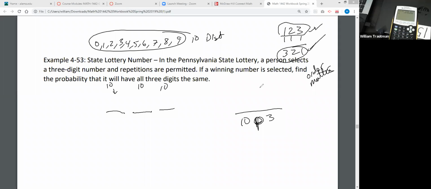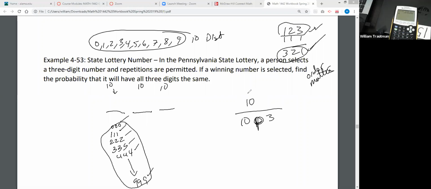Okay, so the question we need to ask is, if a winning number is selected, find the probability that we'll have all 3 digits the same. So we could have 1, 1, 1, 0, 0, 0, 2, 2, 2, 3, 3, 3, 4, 4, 4, and so on to 9, 9, 9. How many ways can the digits all be the same? 1, 2, 3, 4, 5, 6, 7, 8, 9, 10. Do you see there are 10 ways that all 3 digits are the same?